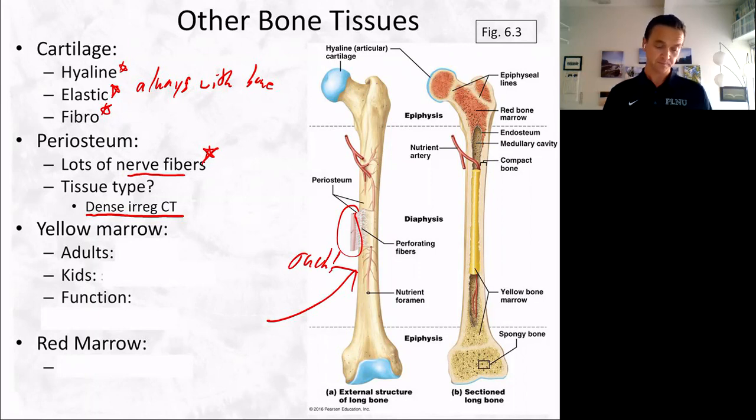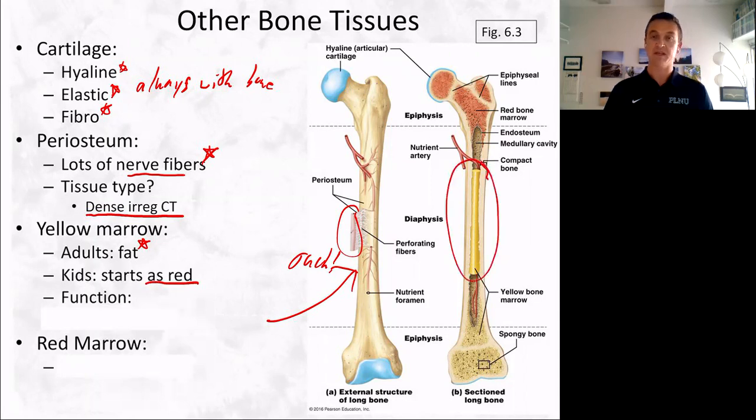Okay, so then we got two different types of marrow. Yellow marrow in adults is fat. So it's an energy storage. In kids, that same place that we have yellow marrow in adults, like in the big center of our femur, in kids, that would be red bone marrow, okay? Because the kids are still developing their immune system, they're developing their red blood cells, and they need a lot more red bone marrow to make all of that stuff.